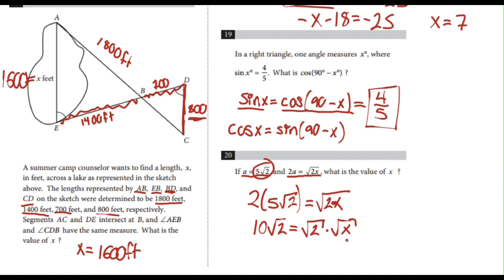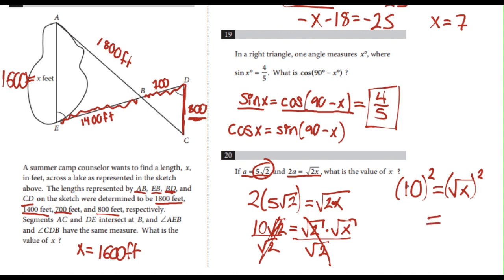In order to get x by itself, we can divide both sides by square root of 2. On the right side, the square roots of 2's cancel, and we're left with square root of x. On the left side, the same thing happens. The square root of 2's cancel, and we're left with just 10. Finally, to get x by itself, we need to square both sides. On the left side, 10 squared is 100. And on the right side, square root of x squared is just x. And we'll get that x equals 100.